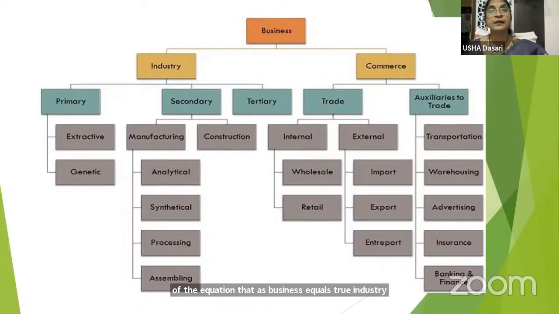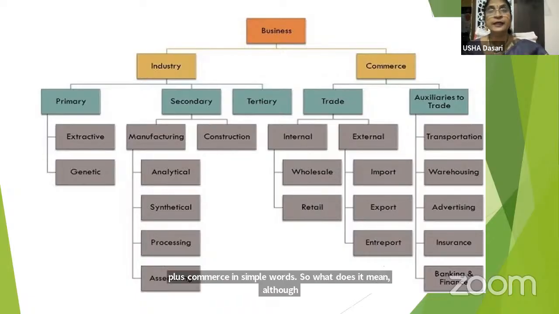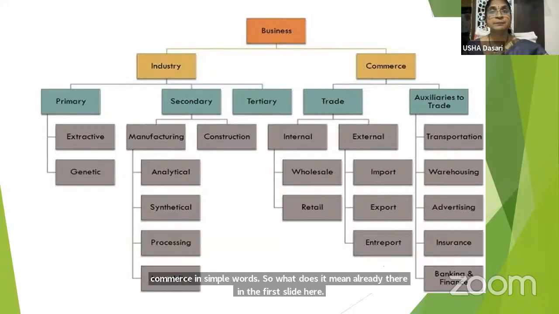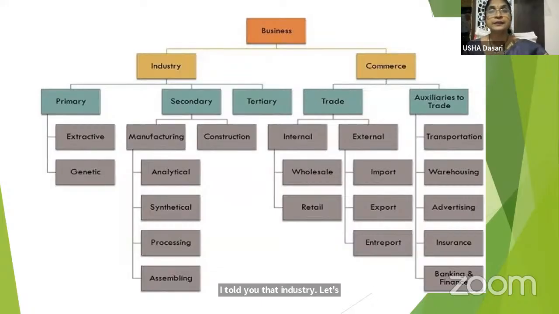So what does it mean? Already in the first slide, I told you that industry plus commerce: industry means production of goods and services, and commerce means distribution of goods and services. So what is industry? Let us discuss it first, then you will fully know the concept of the word business.